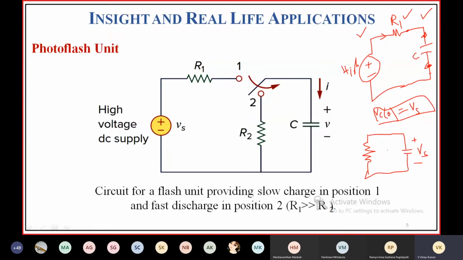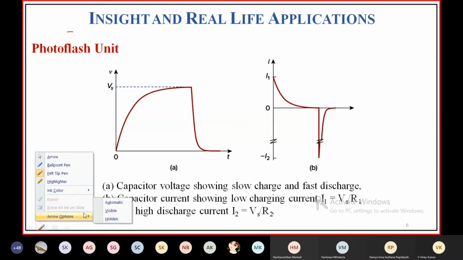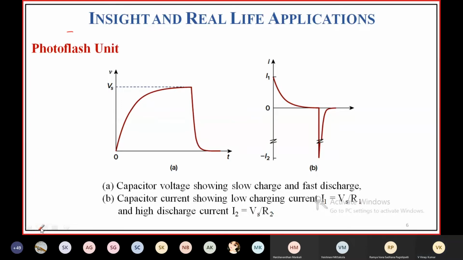The switch is now moved to position 2. Here R2 is the resistance of the photo lamp. So you're going to have the voltage across the capacitor like this. Till this point, charging of the capacitor is taking place, that is, when the switch is in position 1.